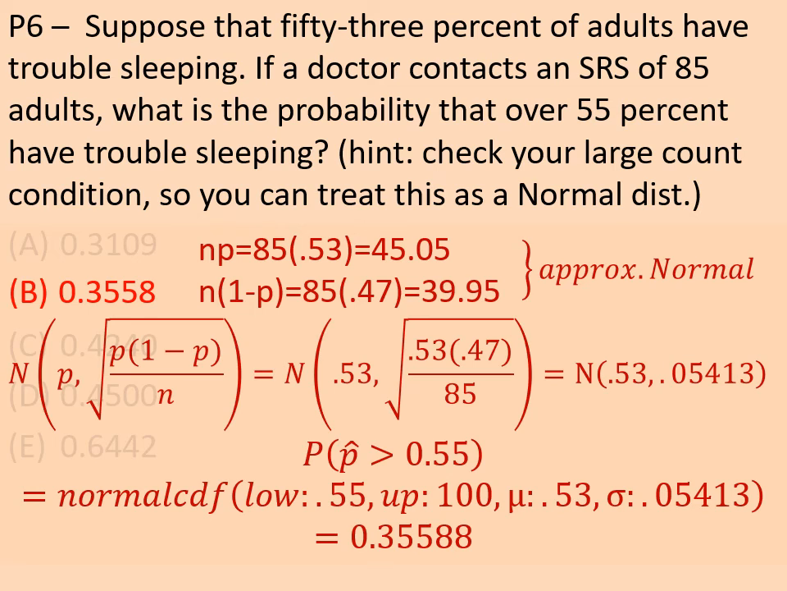And then we just want to throw that into our normal CDF, would be the most efficient way of calculating that. The low is our actual value, our p hat in our case. We want to know what's more than 55%, so 0.55, up to just an arbitrarily large number, I used 100. The mean is 53%, standard deviation of about 5%, and that gives us something like 35 or 36%.